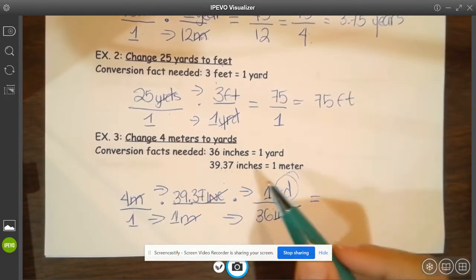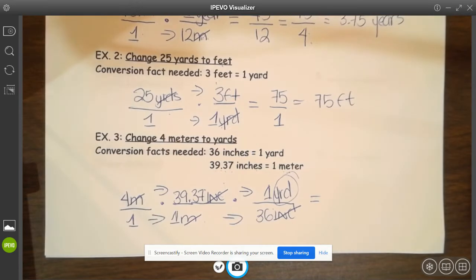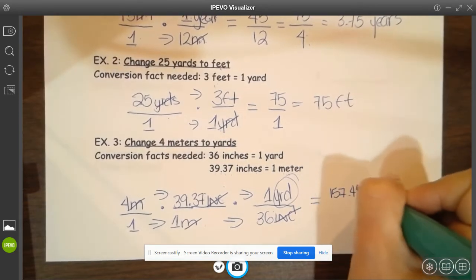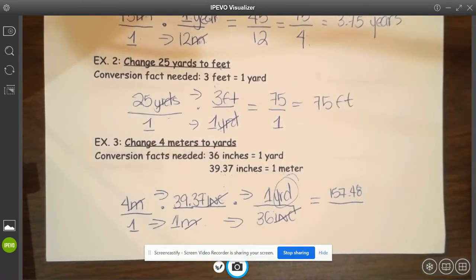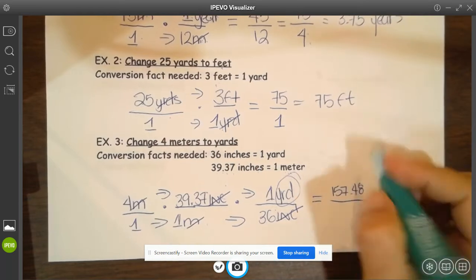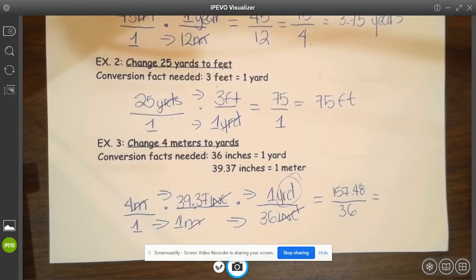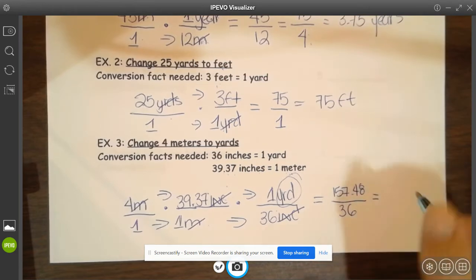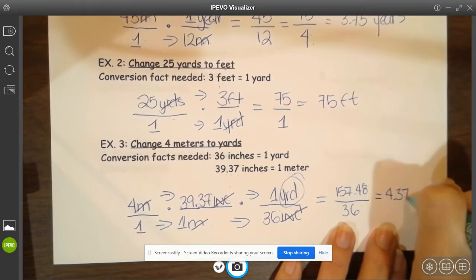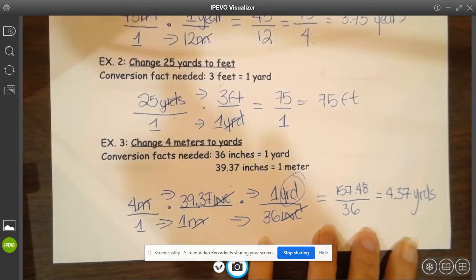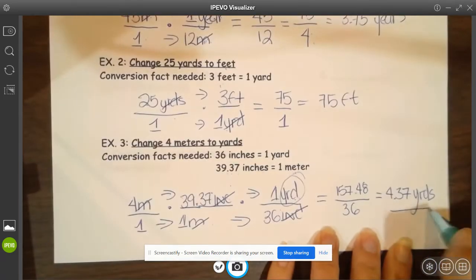So that's 4 times 39.37 times 1, which is 157.48 over, and then I have 1 times 1 is 1 times 36, and then I divide at the end. 157.48 divided by 36, that is 4.37. So 4.37, and my answer is in yards. And that is my answer.